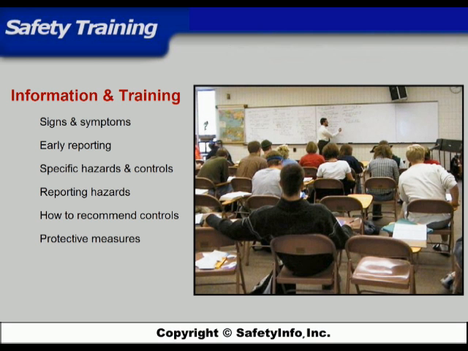A good ergonomics program provides detailed information, including the requirements for employee training. The information and training section covers the following: signs and symptoms of musculoskeletal disorders, importance of early reporting, specific hazards and controls, how to recommend control methods, and protective measures.